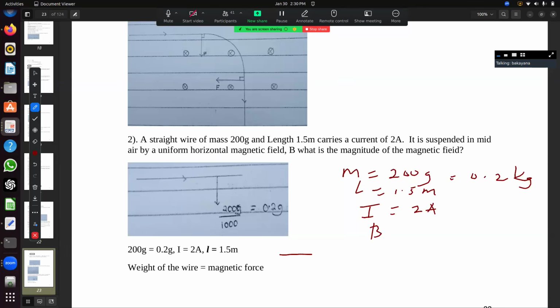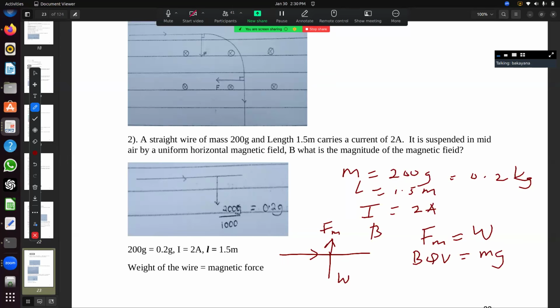If a wire is suspended midway, this time there are two forces acting on this wire because it is not making a circular path as per the question, but instead is suspended midway. That means the magnetic force acting on this wire is balanced by the weight of the wire. So magnetic force is balanced by the weight of the wire. Magnetic force we said is BQV. The weight is m times acceleration due to gravity.